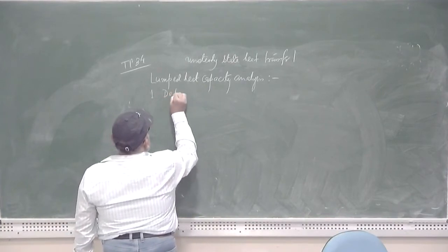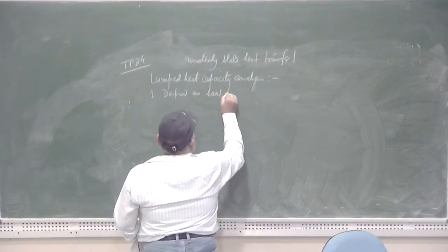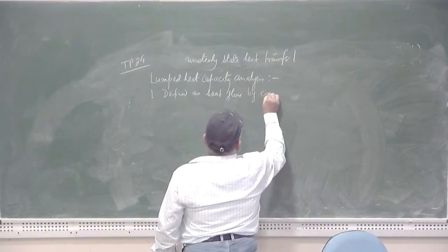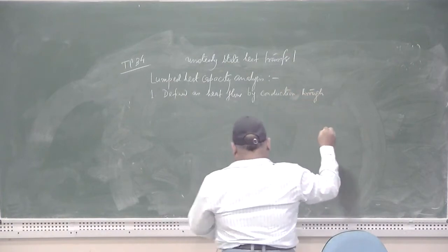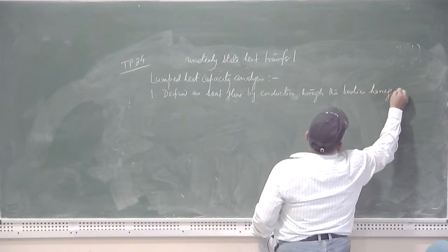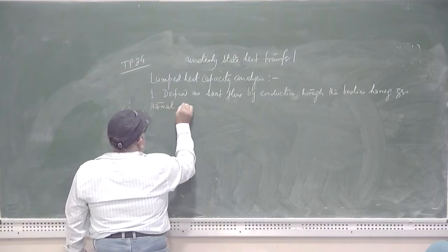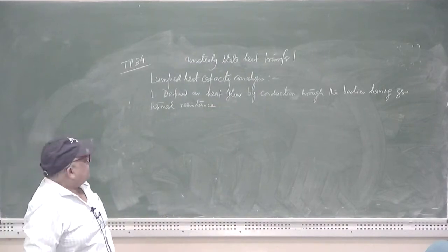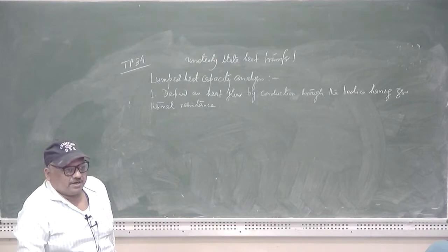Point number 1, it is defined as heat flow by conduction through the bodies having zero thermal resistance. So this lumped heat capacity analysis is defined as the heat flow by conduction through the bodies which have zero thermal resistance.